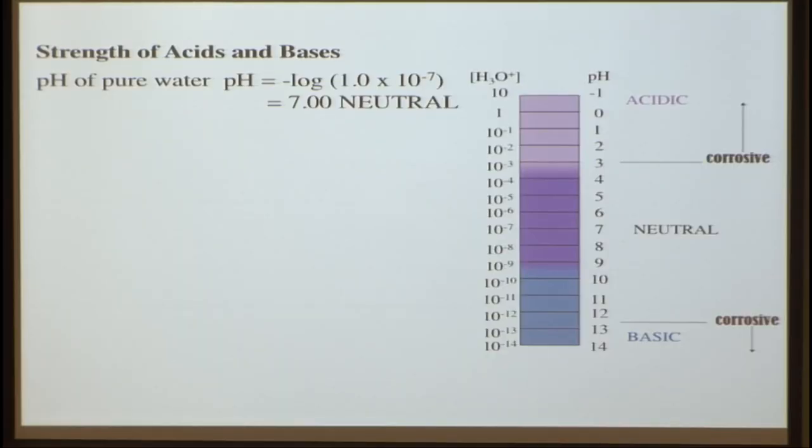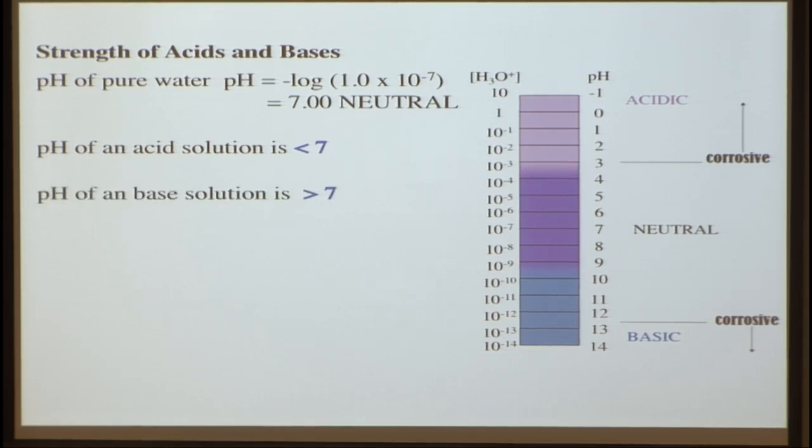Let's talk about the strengths of acids and bases. The pH of pure water should be equal to minus log of 1.0 times 10 to the minus 7, or the pH equals 7, which is a neutral pH. If we have a scale here, from pH 1 to pH 14, 7 is a neutral value. The pH of an acidic solution is less than 7, so this is the acidic part over here. And the pH of a basic solution is greater than 7, so that is down in this part.